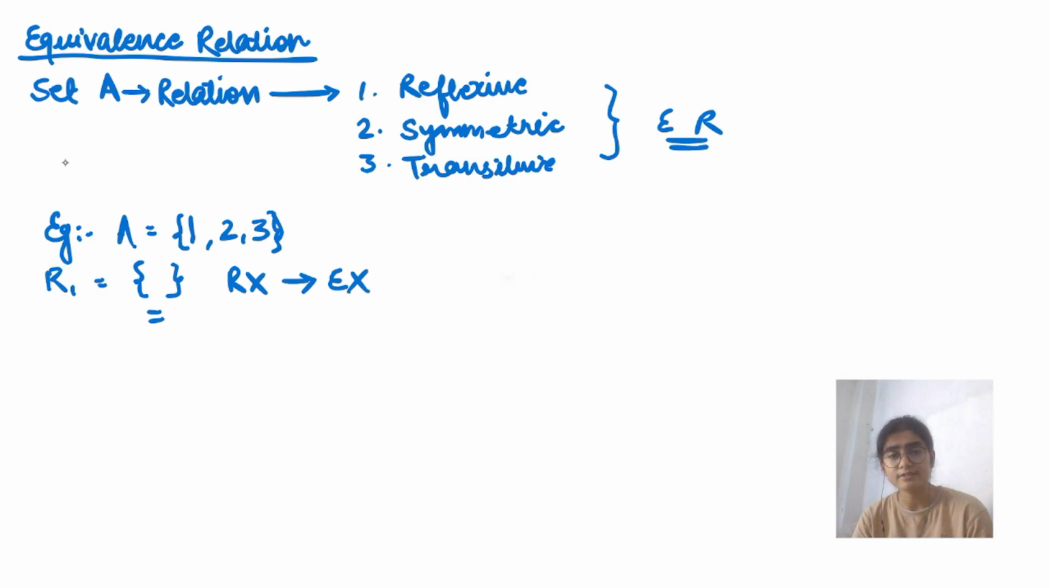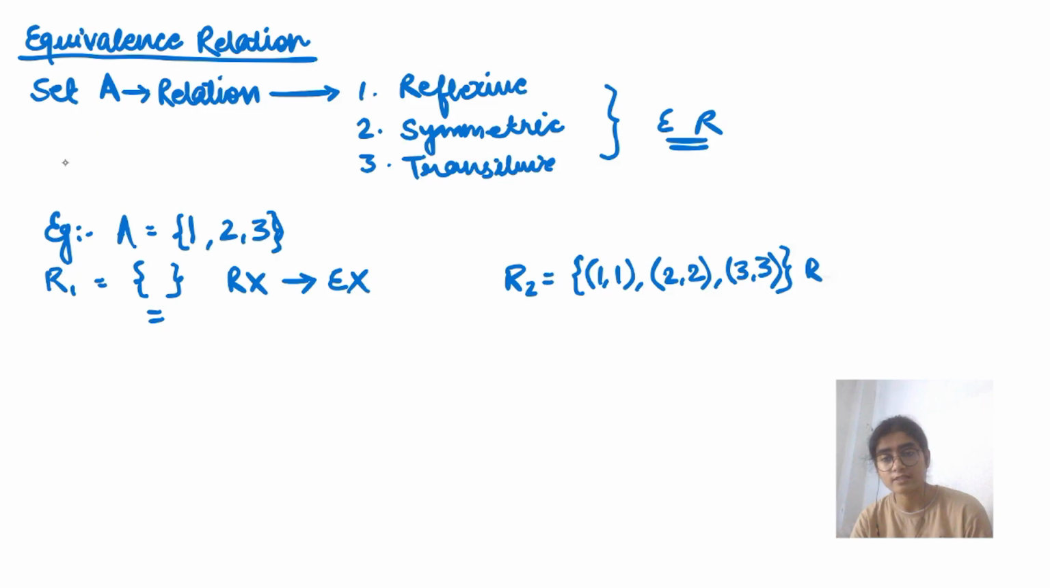Now we will see the second relation, R2. Here the relation contains (1, 1), (2, 2), and (3, 3). Okay. So is it reflexive? Yes, it is reflexive. It is reflexive because there are three elements in this set, 1, 2, and 3, and for every element, the diagonal pair is present, like (1, 1), (2, 2), and (3, 3). So yes, this is reflexive.